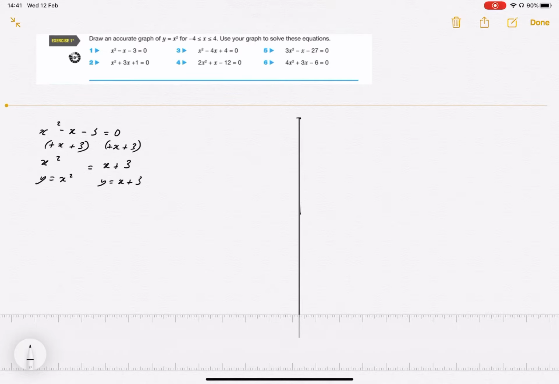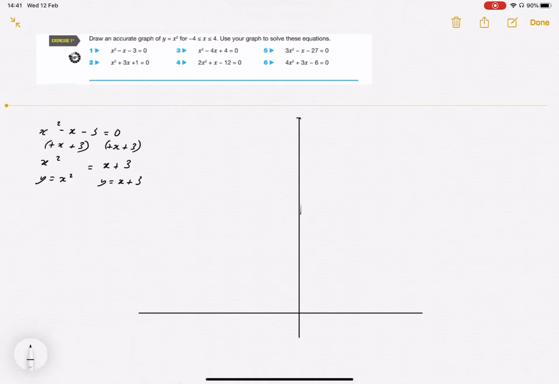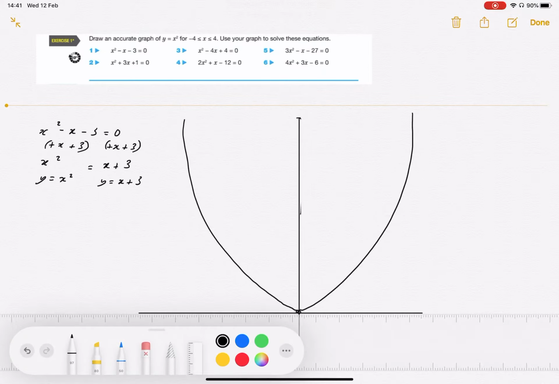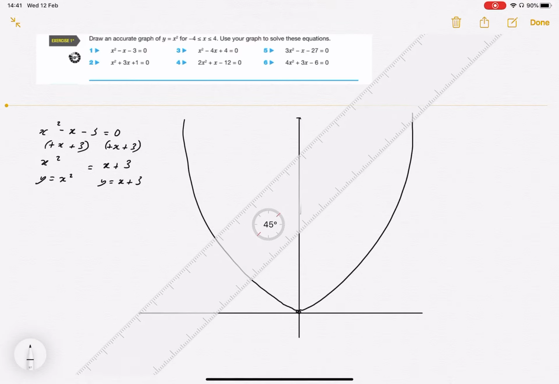But I can do a rough estimate of how to do this. So let's do roughly y equals x squared. Okay, it's roughly that. Now I'm also going to draw, that should go through the origin down there, sorry. And then I'm going to do another graph of y equals x plus 3.